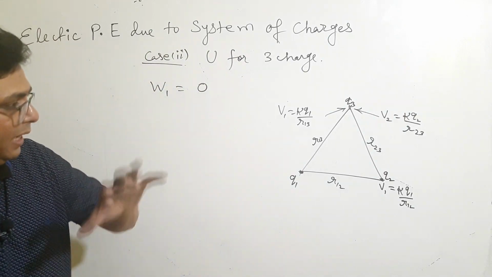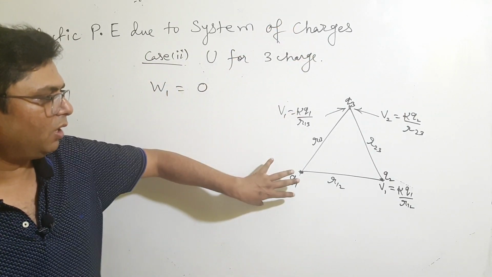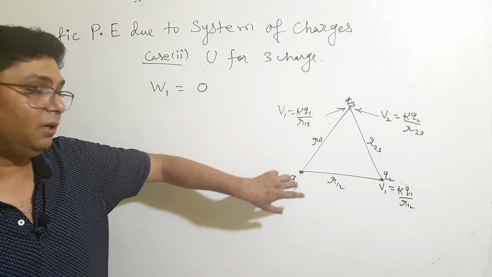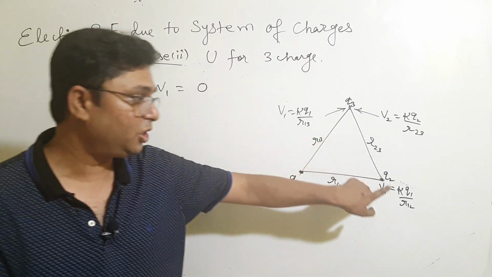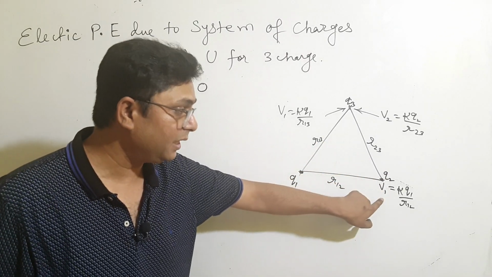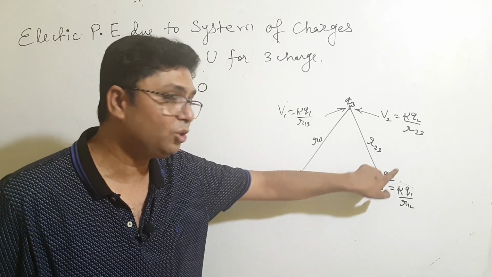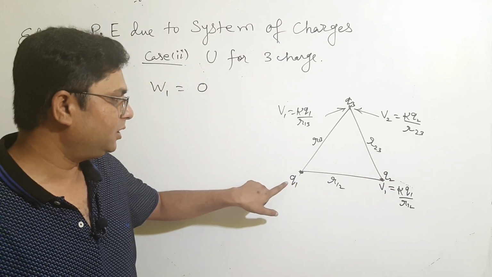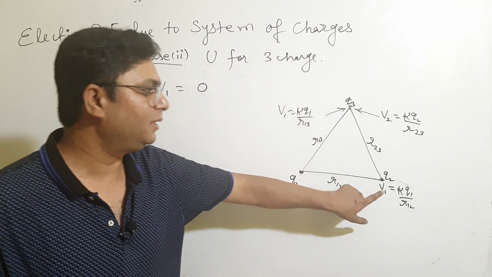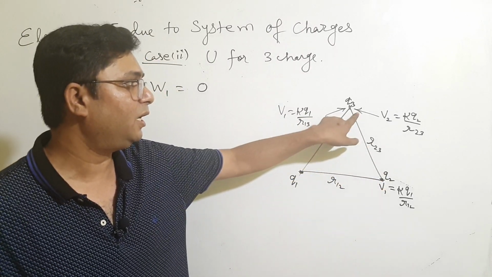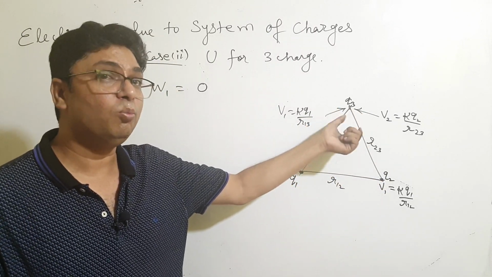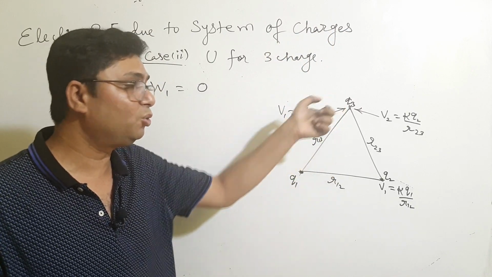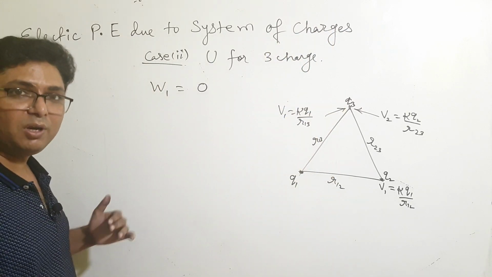So when you bring a charge Q1 from infinity to a point, no work will be done, but this charge will create a potential here. So if there is a potential here, then work has to be done to bring Q2 charge. In the same way, this charge will produce a potential here and this charge will again produce a potential here. So there will be two potentials, so more work is required to bring Q3 charge. Let us understand one by one.